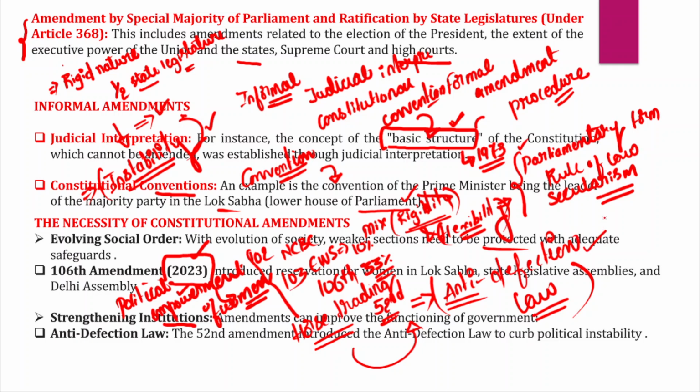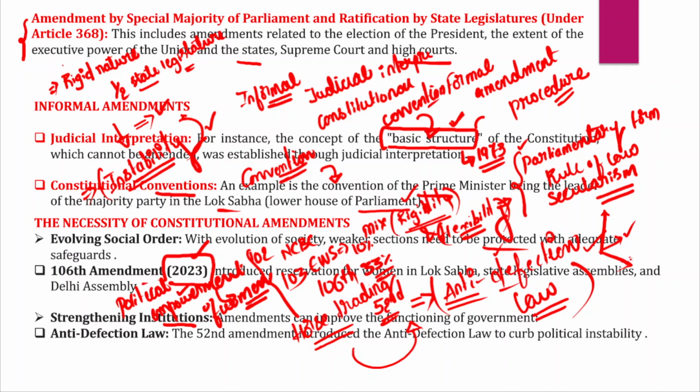Now, what are the grounds based on which the anti-defection law would be applied? So there are certain grounds. For example, if the elected member of a political party votes against the wishes of the political party that he belongs to, then the anti-defection law would be applicable. If an independent candidate joins any political party after his election, then also he will be disqualified under the anti-defection law.